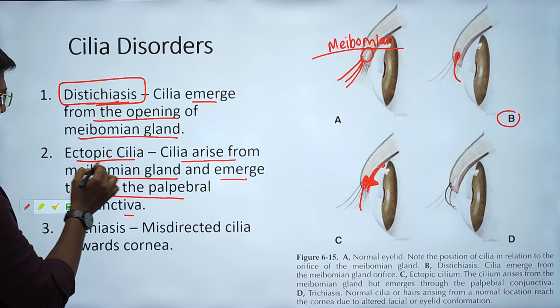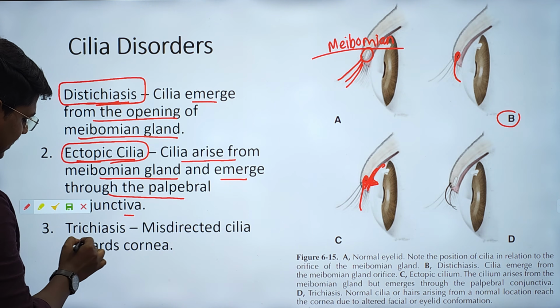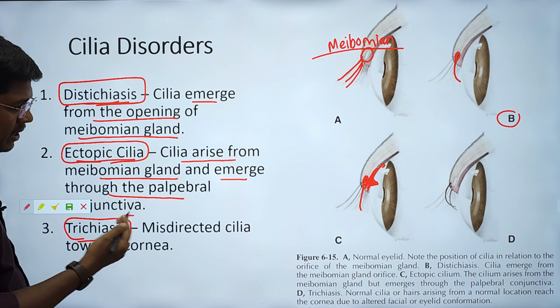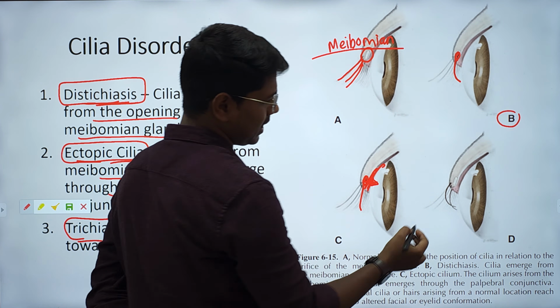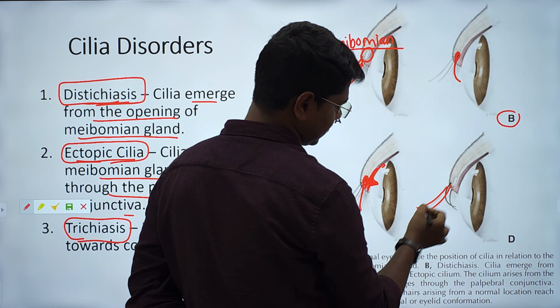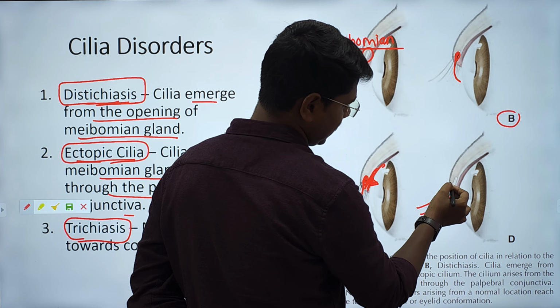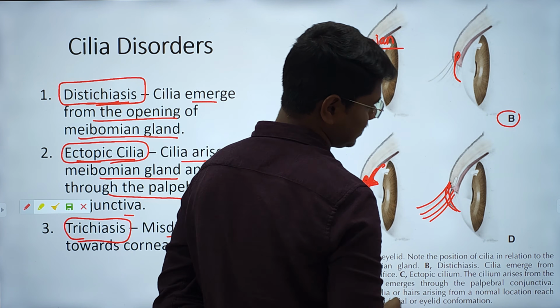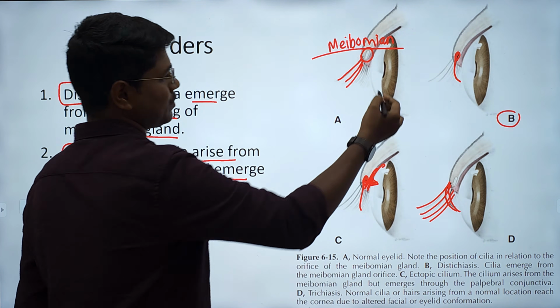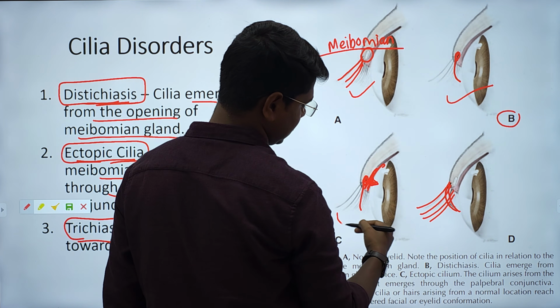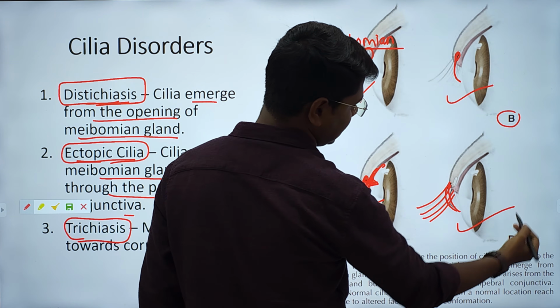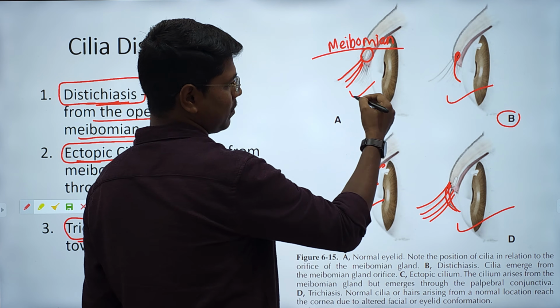Okay, ectopic cilia. Next is trichiasis. Trichiasis means abnormally directed, misdirected cilia. Normally the eyelashes go outside like this, away from the eye. If they go towards the eye, then this is trichiasis. First one is normal. This one is dystrichiasis. This is ectopic cilia. This is trichiasis.